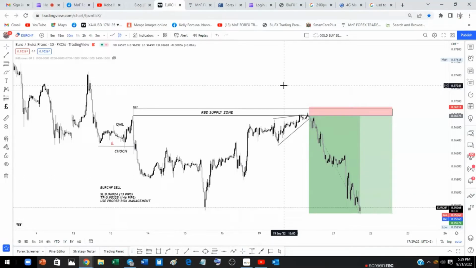So today I'm here with a trade breakdown of Euro Swiss, the trade we took yesterday, a beautiful, beautiful trade that turned out amazing, right? I'm going to take you through what made me take this particular trade, the confirmation I looked for, and everything else. So stick around, make sure that you watch to the end for you to actually benefit more from this video. All right, so let's get started right now.